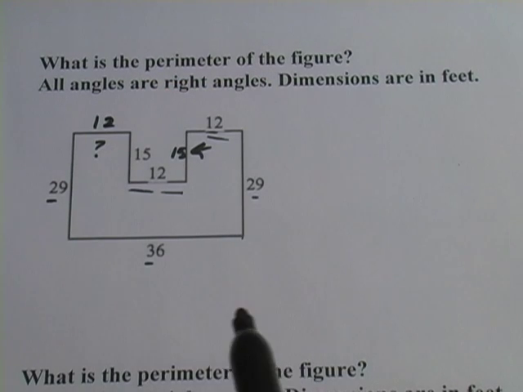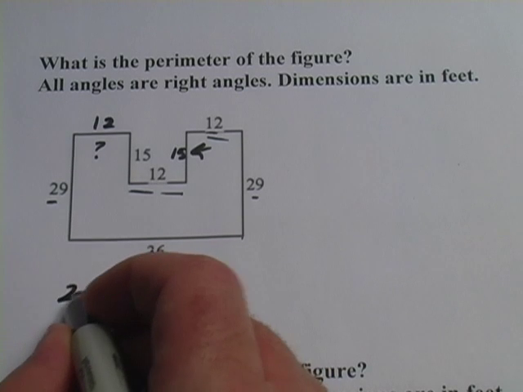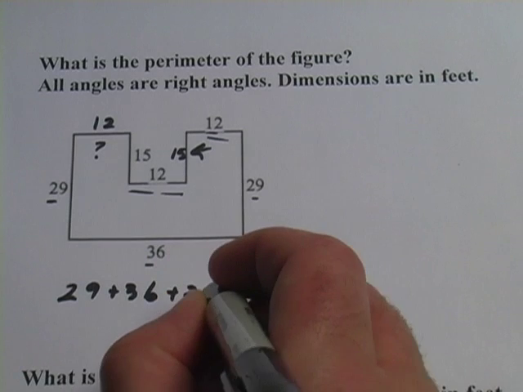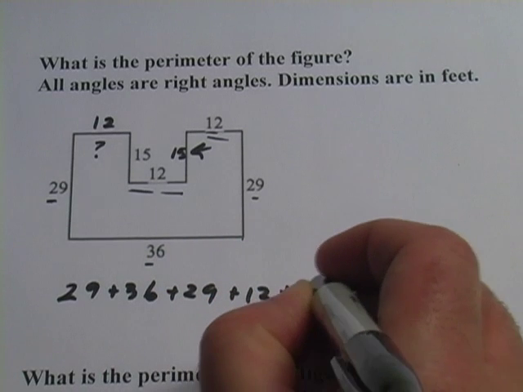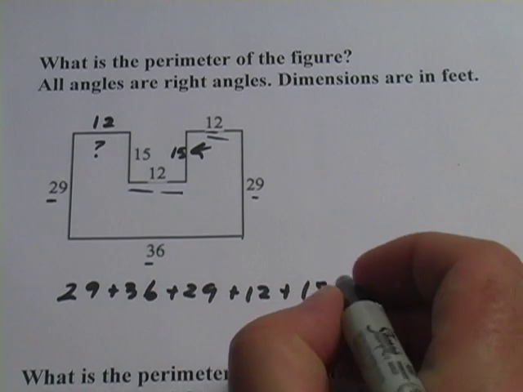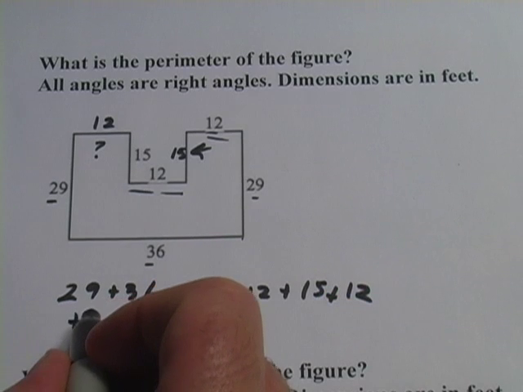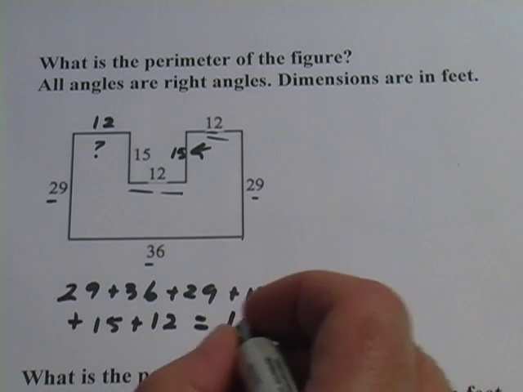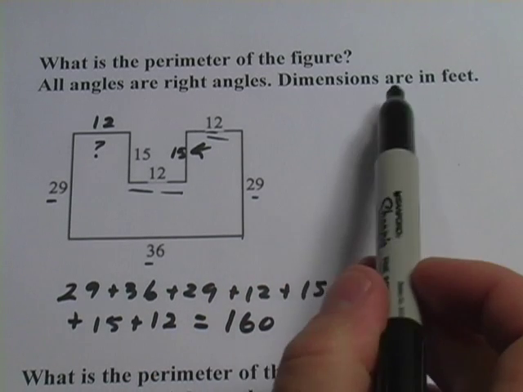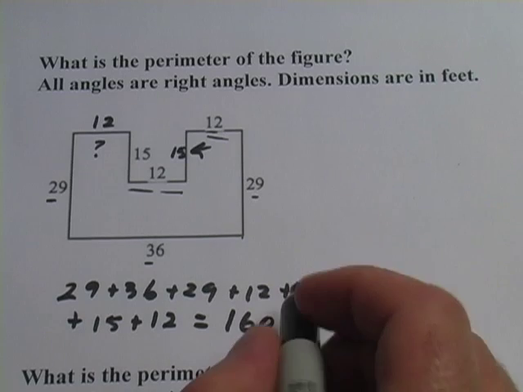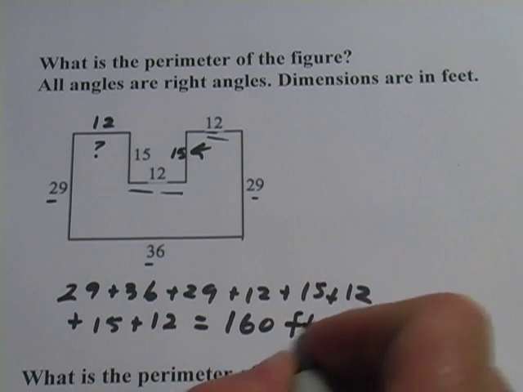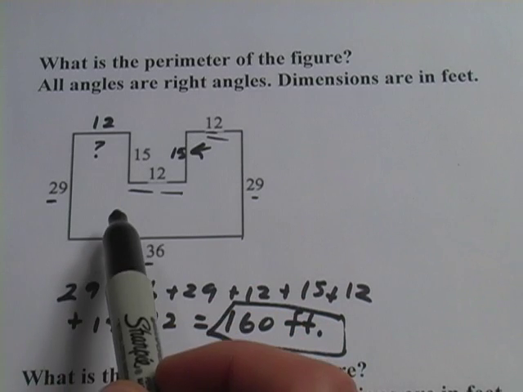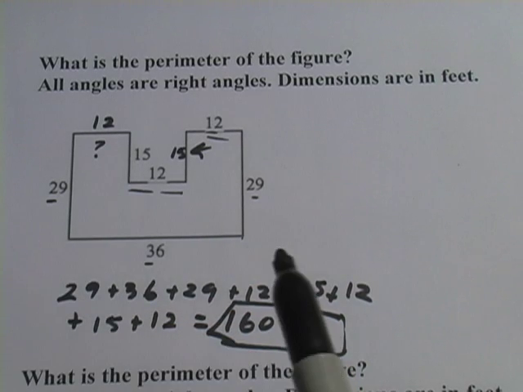Now that we have all the sides, all we have to do is take out our calculator and add them together. So it's going to be 29 plus 36 plus 29 plus 12 plus 15 plus 12 plus 15 plus 12. And I think if you add all that up, you would get 160. And then let's make sure we have the dimensions right. It says feet. This is perimeter, so it's just plain old feet. So you need to find the sides that aren't listed and then add them all together.